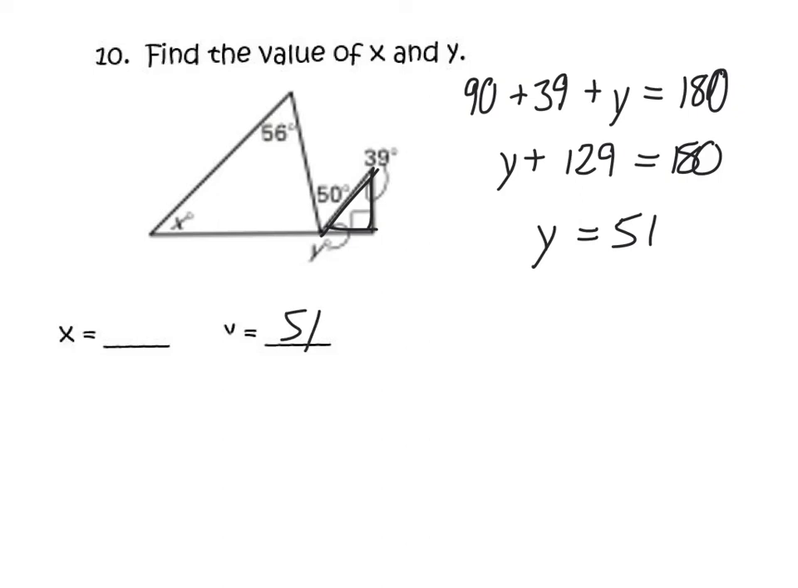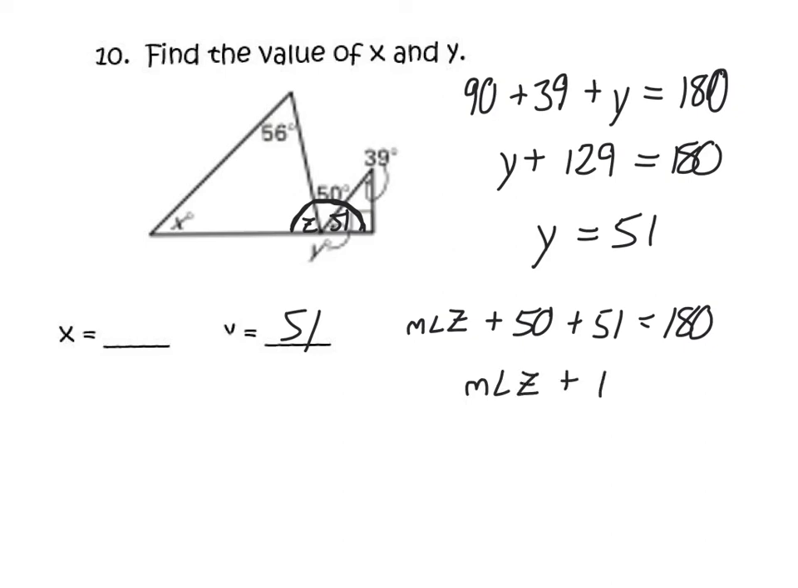Okay, so that one wasn't too bad. Now I got to figure out how to find x. So I know this is 51 in here. One way to go about it is to focus on this straight angle. So I know all 3 of these angles, and we'll call this angle z, I guess. So the measure of angle z plus 50 plus 51 is going to equal 180. They form that straight line which has 180 degrees in it. So now I know the measure of angle z plus 101 equals 180, which tells me that the measure of angle z is going to equal 79.